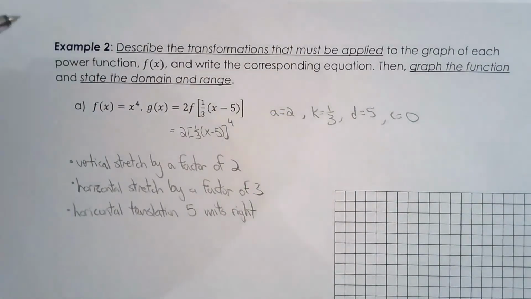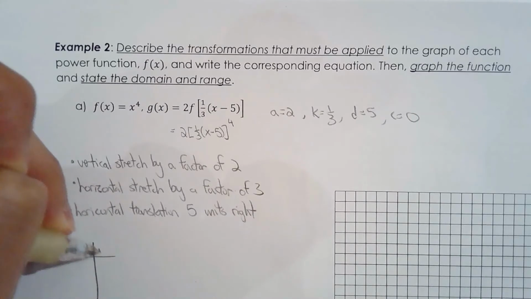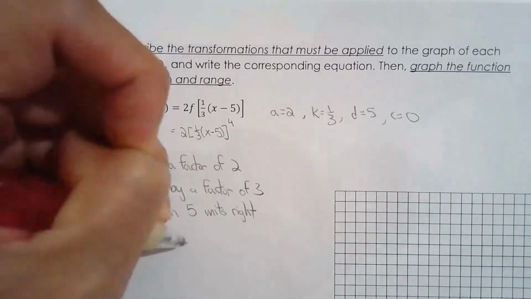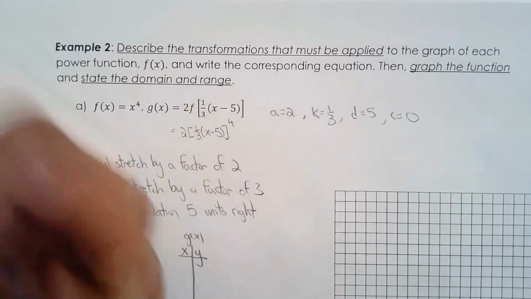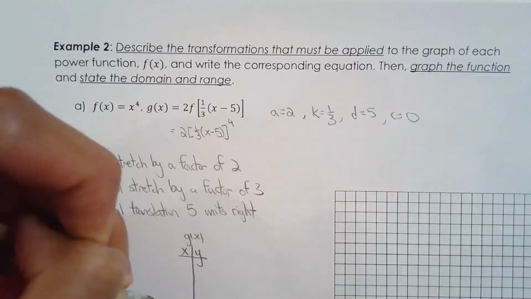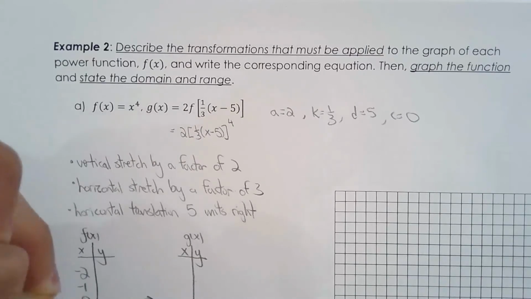Okay, so I did the transformations, I wrote the equation, and I need to graph the transform function. But in order to graph the transform function, I need to find the points. So the original points, these points are for f of x, these ones are going to be for g of x. So the original points, remember, -2 to 2, because you want the center of the graph.